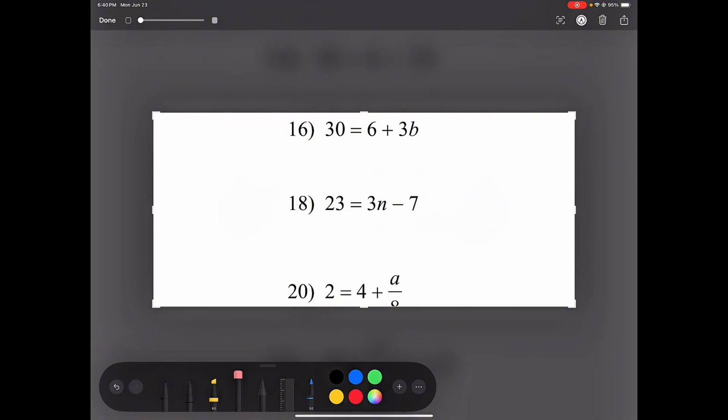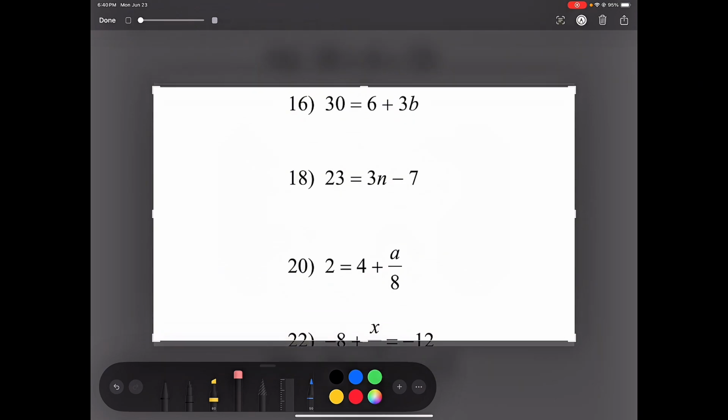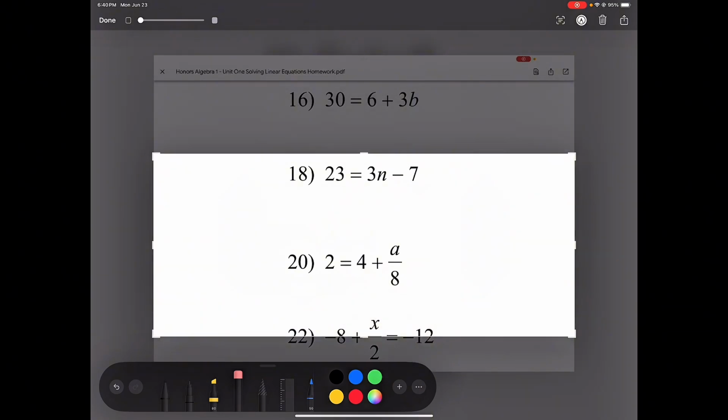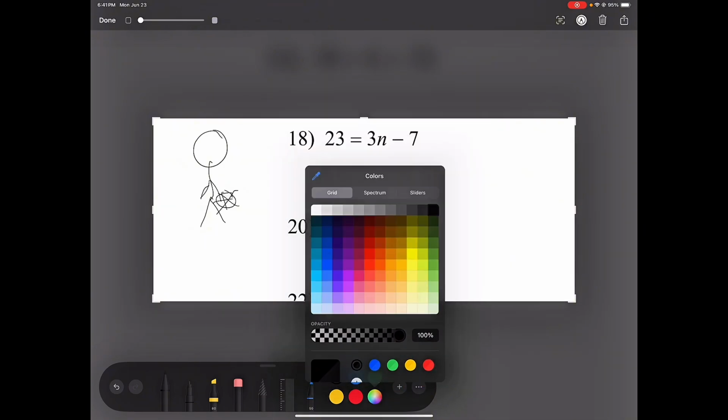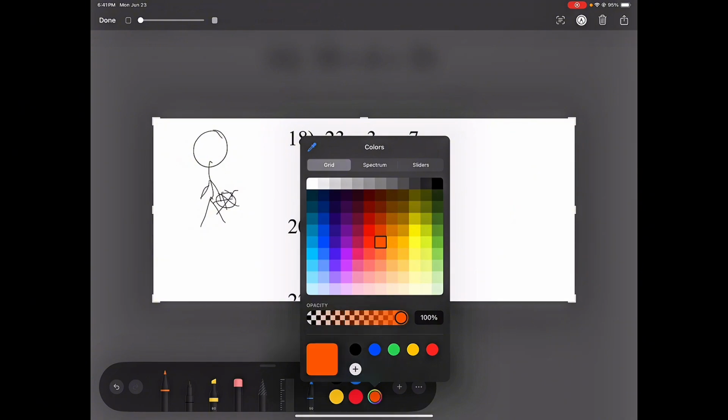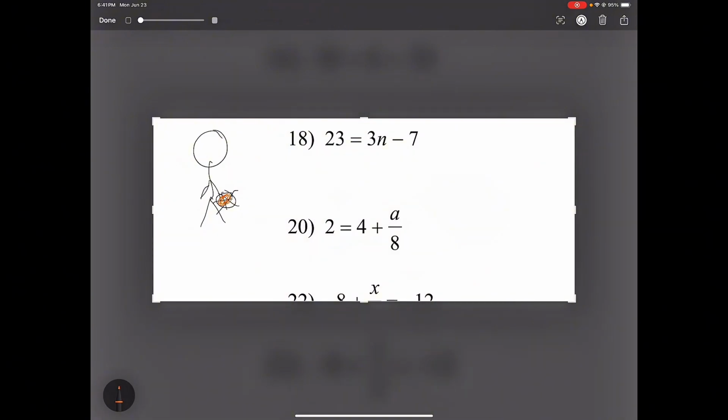It says 23 equals 3n minus 7. So let's just imagine this. Let's just say this is you again. And let's just say you're playing a game of basketball. This is your basketball right here. You got a little basketball. You go ahead and color that thing up. Yep. There's your little basketball.